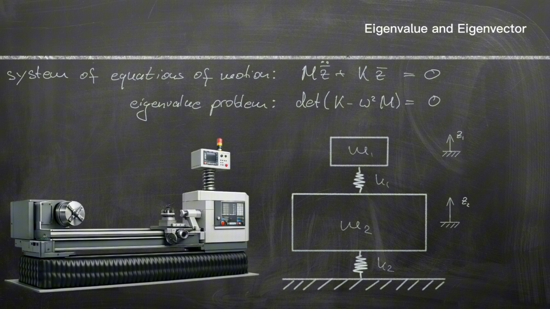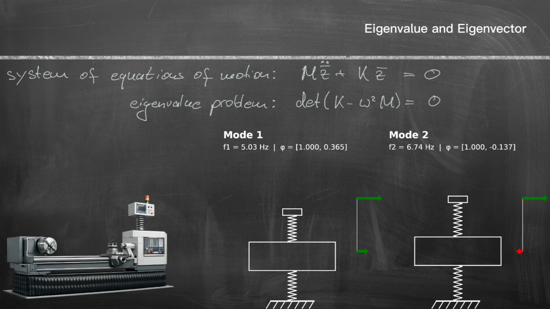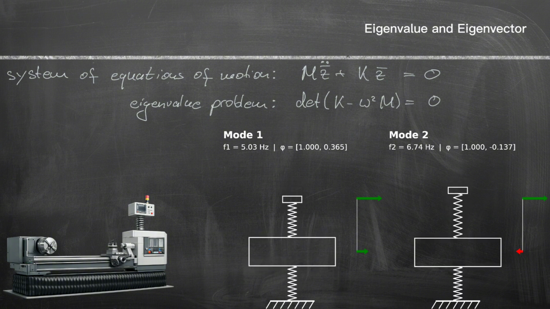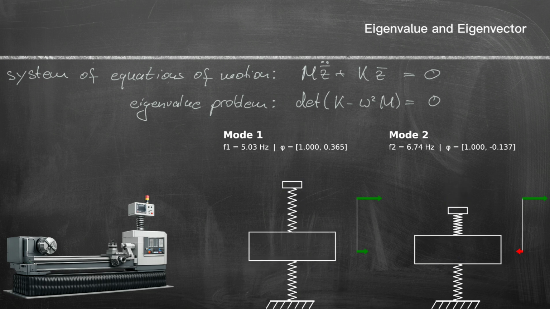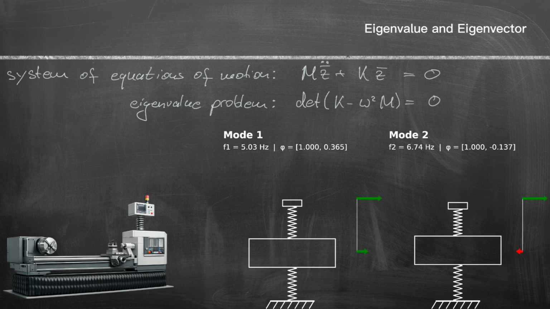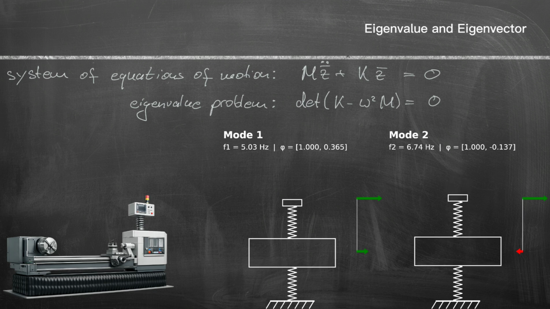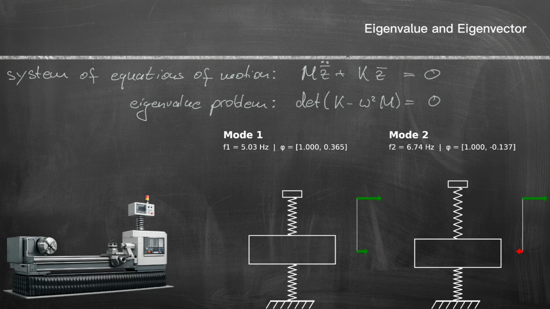where the eigenvalue problem, the determinant of K minus omega squared times M equals 0, of this two-mass oscillator leads to two eigenmodes, each consisting of a mode-shape vector, or eigenvector, and the natural frequency, also called eigenfrequency. For example, the first eigenmode oscillates naturally at 5.03 Hz, with both masses moving in the same direction, but the mass m1 with more or less 3 times the amplitude of mass m2.